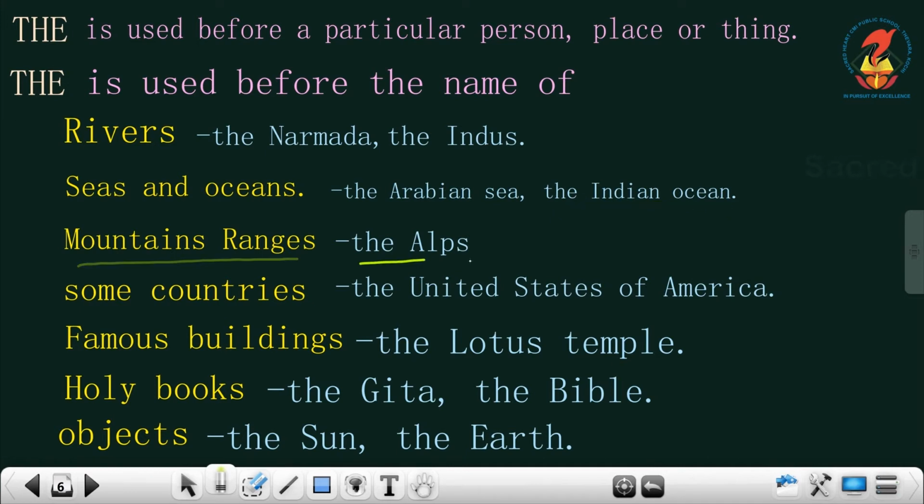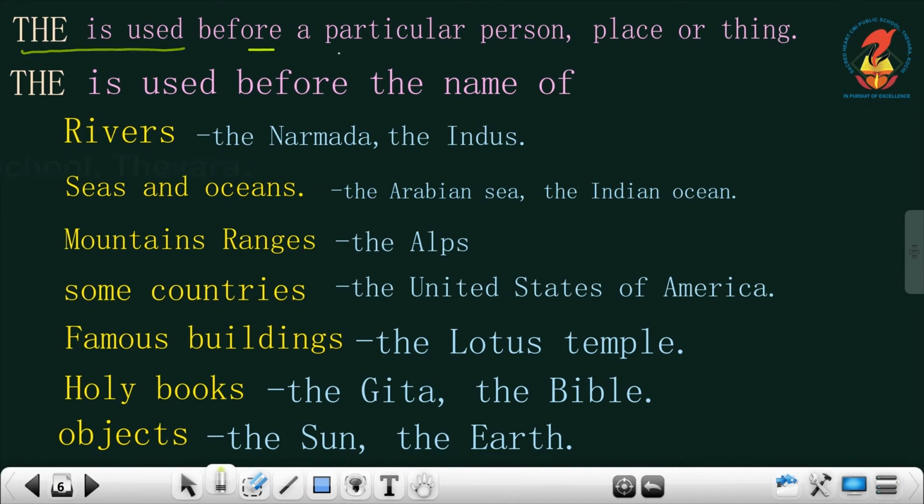Mountain ranges, the Alps. Some countries, the United States of America. Famous buildings, the Lotus Temple, the Taj Mahal. Holy books, the Gita, the Bible. Now objects, the sun, the earth. So we will see once again.